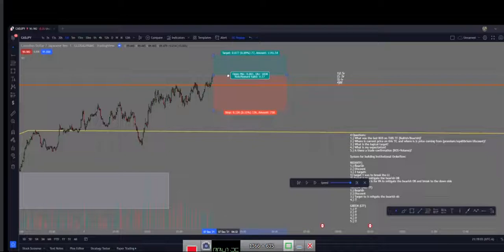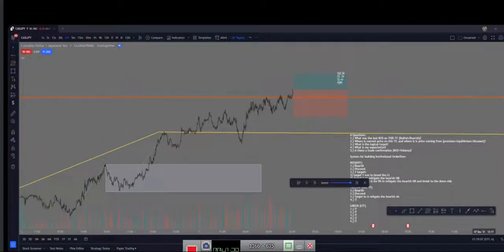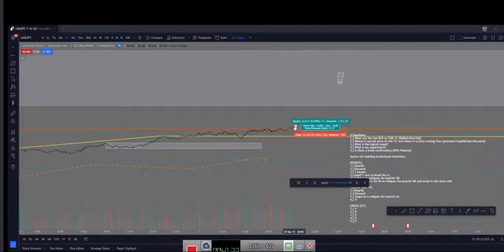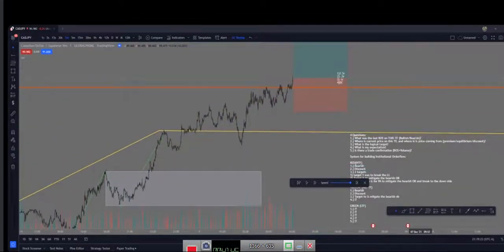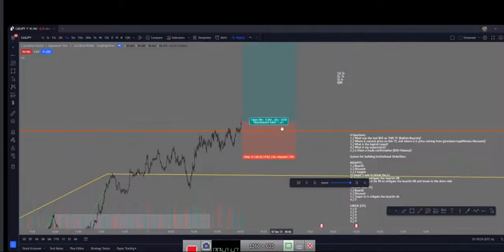Where are you targeting? I wanted to go to the 15 to this order block. I guess I'm going to go to the 50 of it to see. What's that, 5R, 7R? What was it? 7.6. Nice.